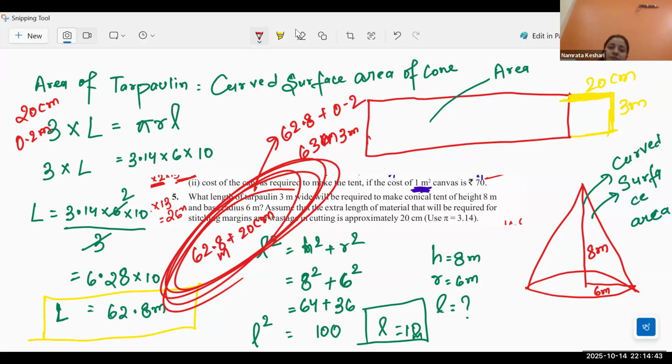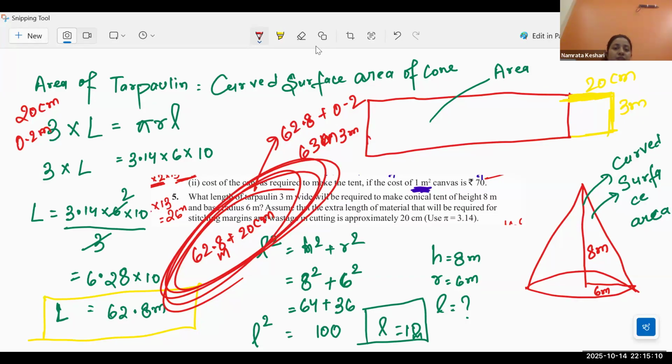Making sense? Yes. Okay. So the actual length of the tarpaulin sheet was 63 meter, but 20 centimeter went in the wastage, cutting, stitching, whatever. And actually we have used 62.8 meter for making the cone. The complete situation is clear to all of you.